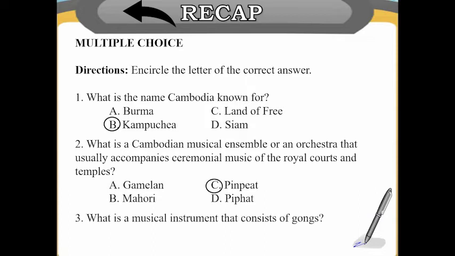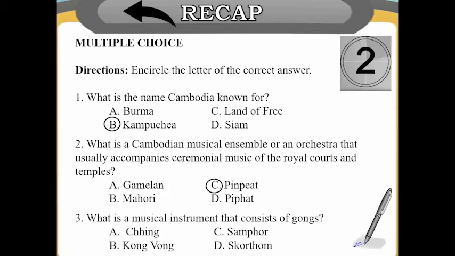Number 3. What is a musical instrument that consists of gongs? Letter A, ching. Letter B, kongvong. Letter C, sampor. Or letter D, skortom. The correct answer is letter B, kongvong.